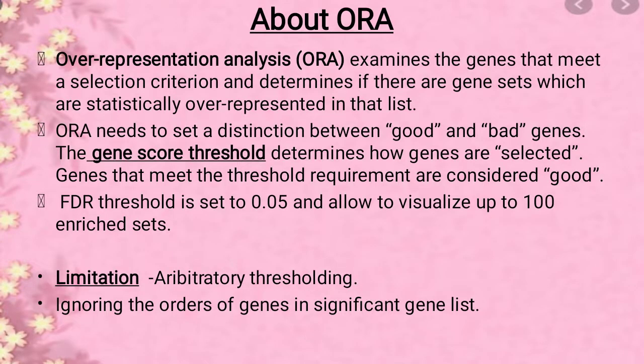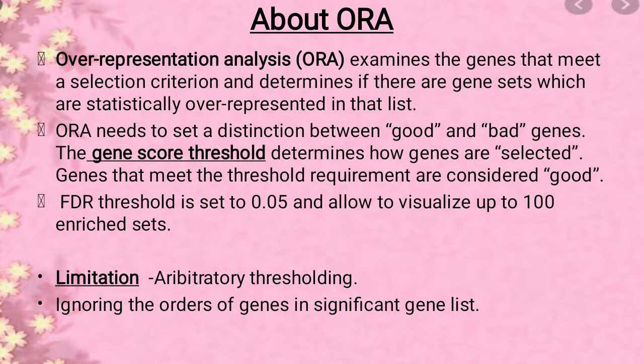This slide is showing the information about the approach. This is the method. The ORA method examines the genes that meet a selection criteria and determines if there are gene sets which are statistically overrepresented in that list. It needs to set a distinction between good and bad genes. The gene score threshold is basically a quantity which will determine how the genes are selected in this approach.